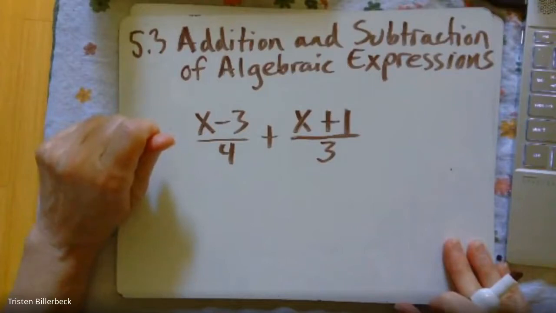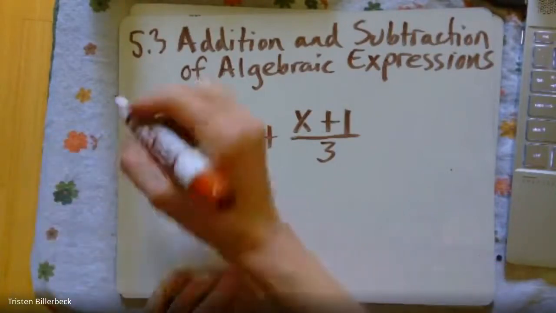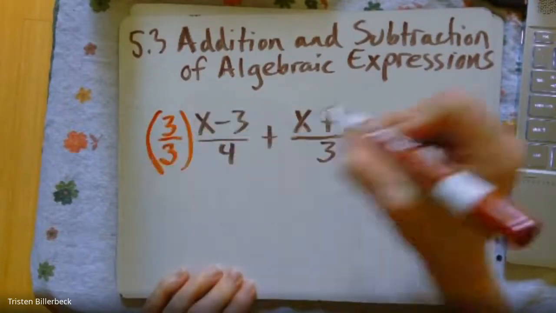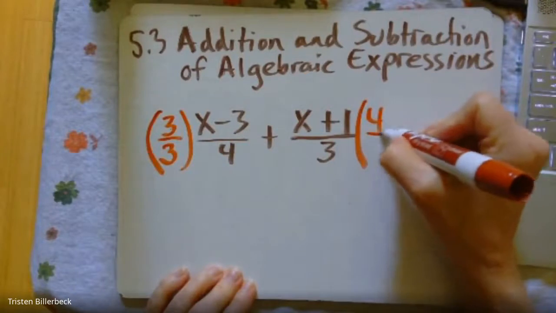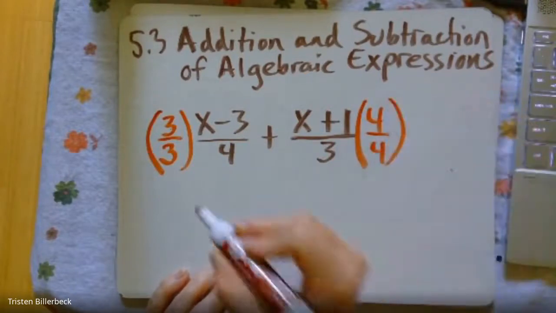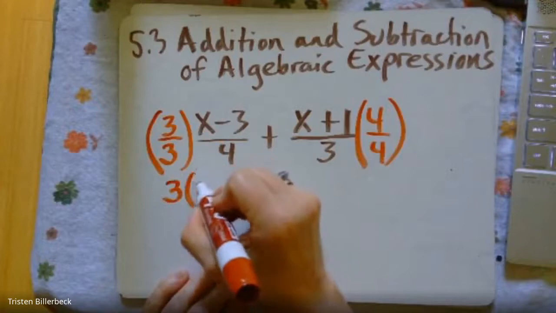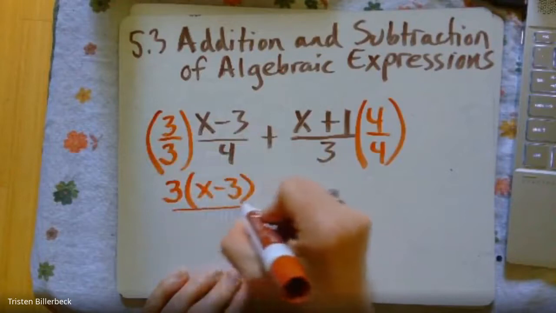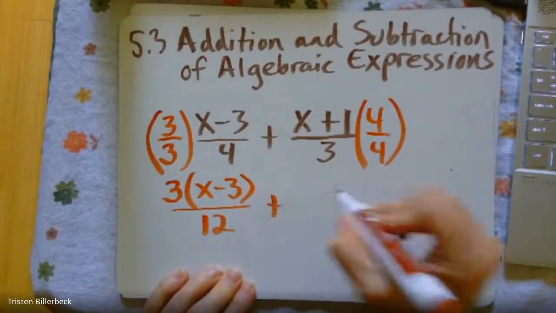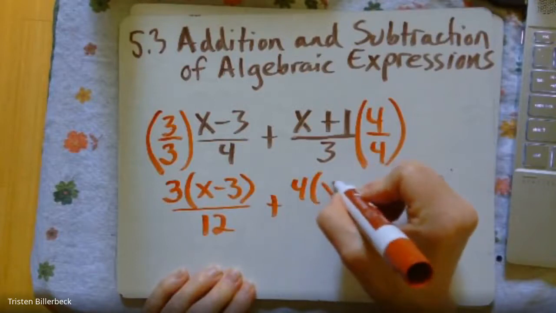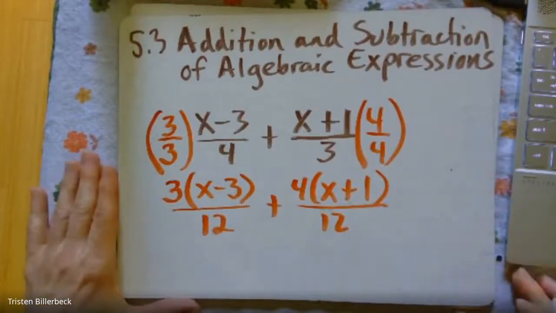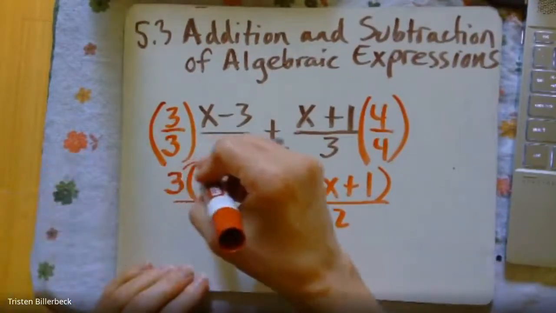Now, I know how much you like fractions. Well, now we're going to do it with algebra. So, all right, we have to have a common denominator, if you recall. So we're going to just multiply by the other denominator. So what this is going to give us is 3x minus 3, and that'll be over 12, plus 4 times x plus 1 over 12. Okay, and then we can distribute.